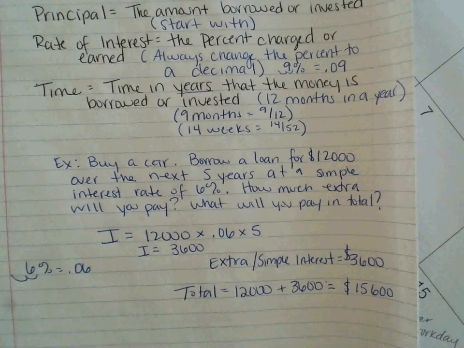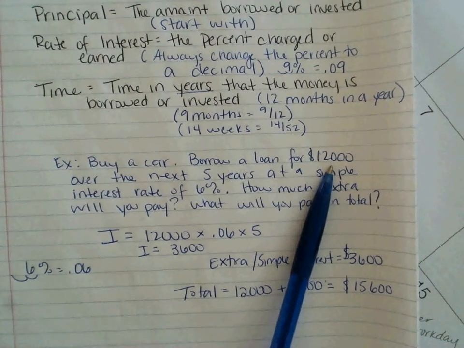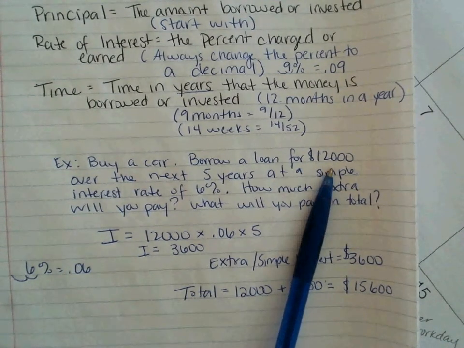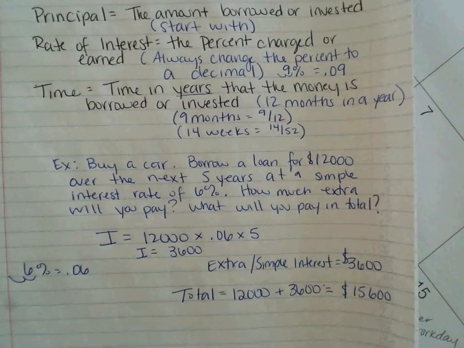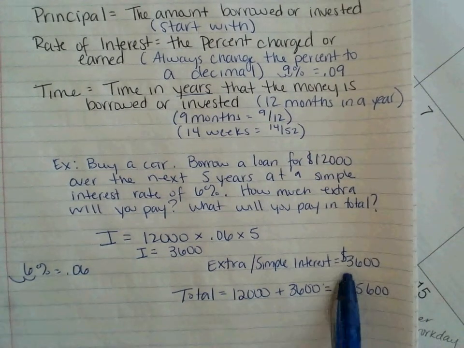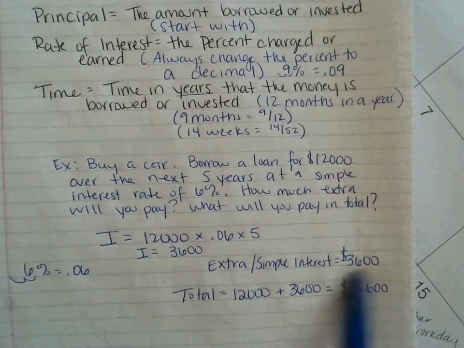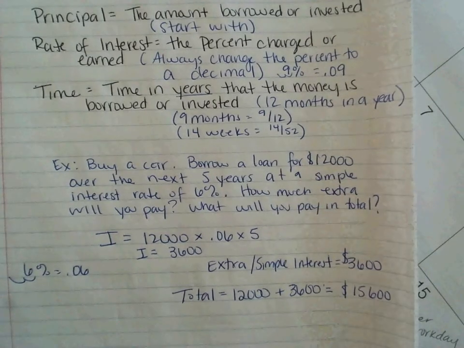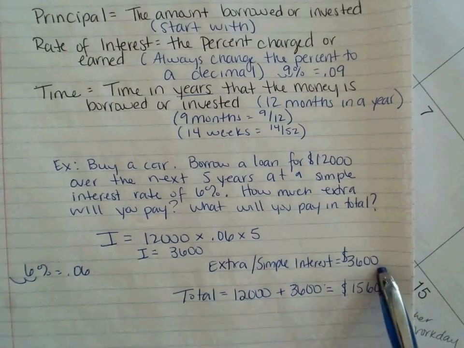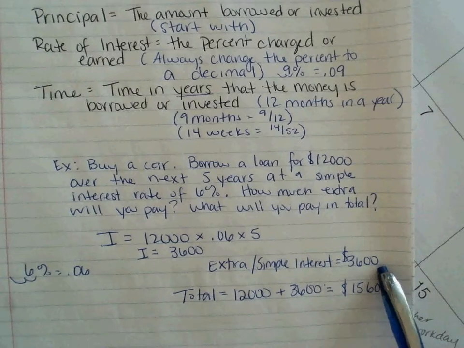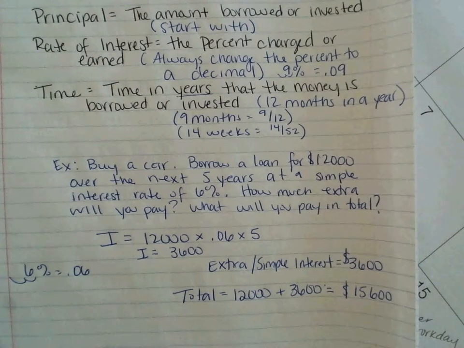So I only spent on the car $12,000, but really, because I'm borrowing the money from somewhere else, I'm paying extra, because nobody's going to let you borrow money for free. I'm going to pay an extra $3,600, which gives me, I actually spent $15,600 for that car. When everything was said and done, I ended up paying extra money because you can't really borrow money for free.